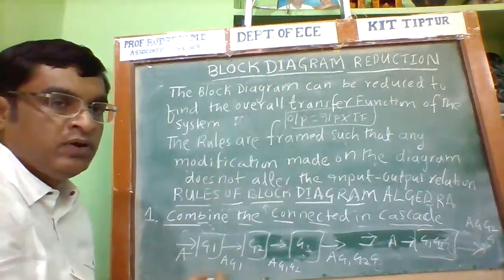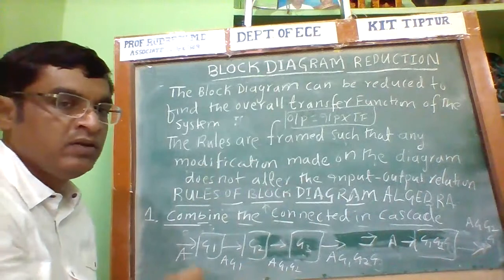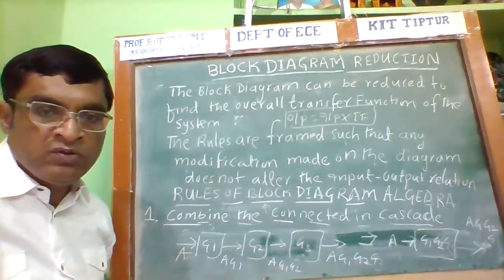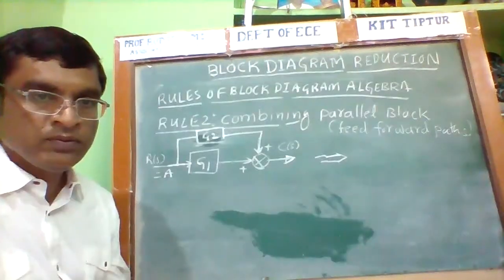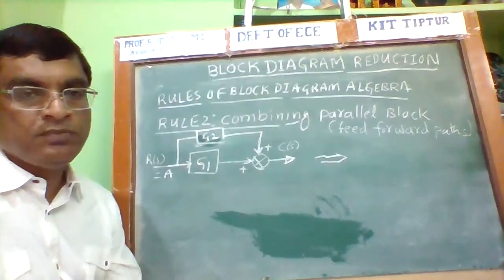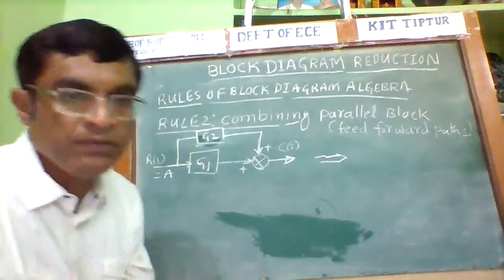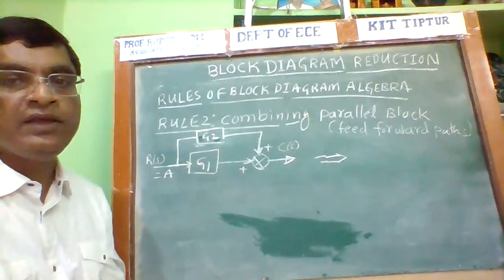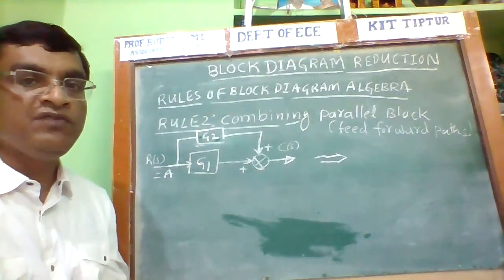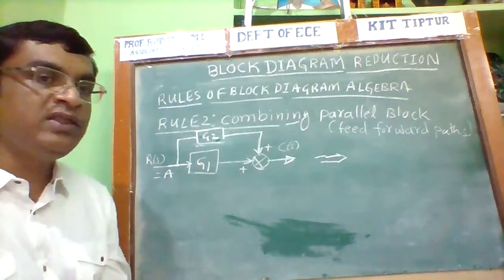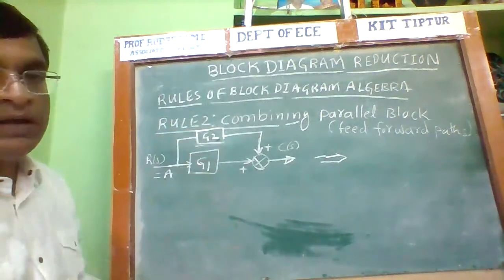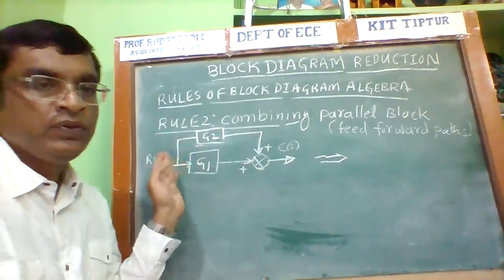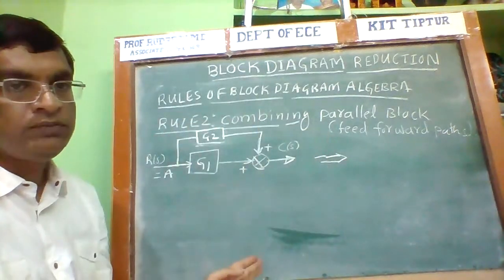And now I'm going to explain the next rule of block diagram algebra. The next important rule of block diagram algebra is combining parallel blocks, or the feed forward path. If the blocks are connected in parallel, how do we represent them in a single block?